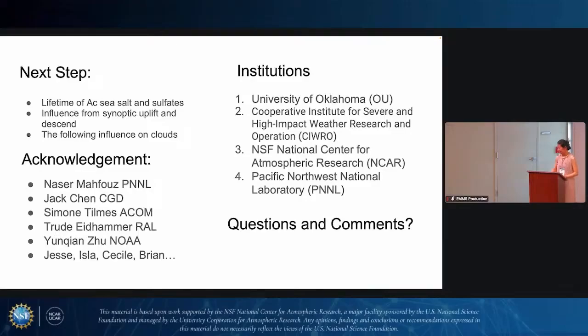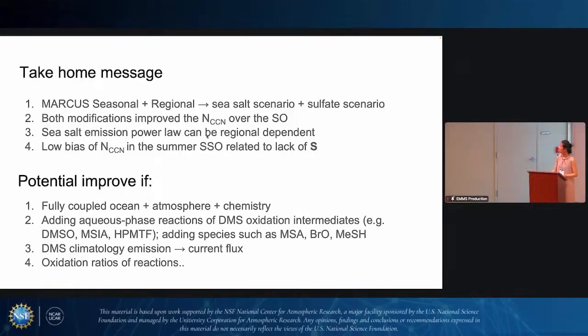So thank you so much for this. Thank you so much. I also mentioned this fully coupled potential of ocean and atmosphere and chemistry and also biology would be super helpful in this story. Thanks, Alice.